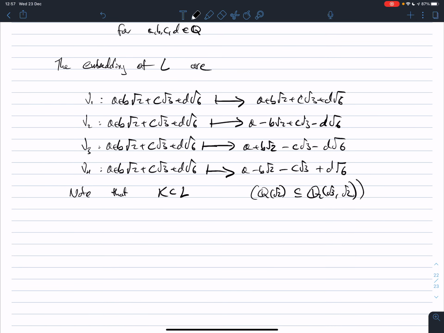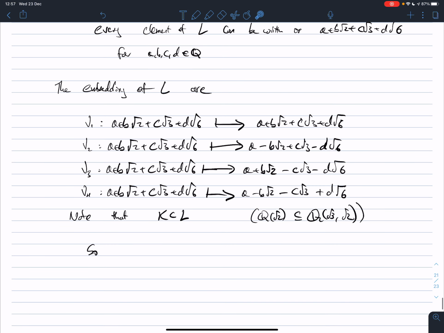We have this. So it makes sense that we can restrict those embeddings to K. I can just say, well, what does this embedding say when I restrict it to just this bit of my map? I.e., I imagine that I'm putting C and D equal to 0, and I'm just restricting to this. So I just look at what this column maps to in this column.